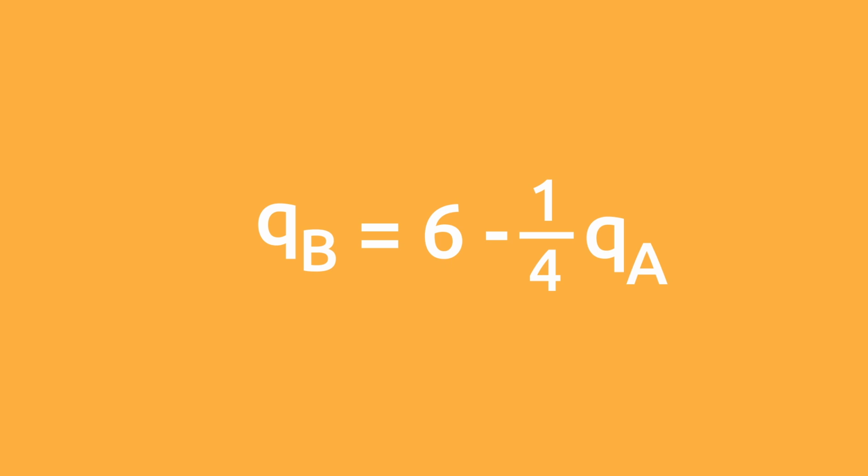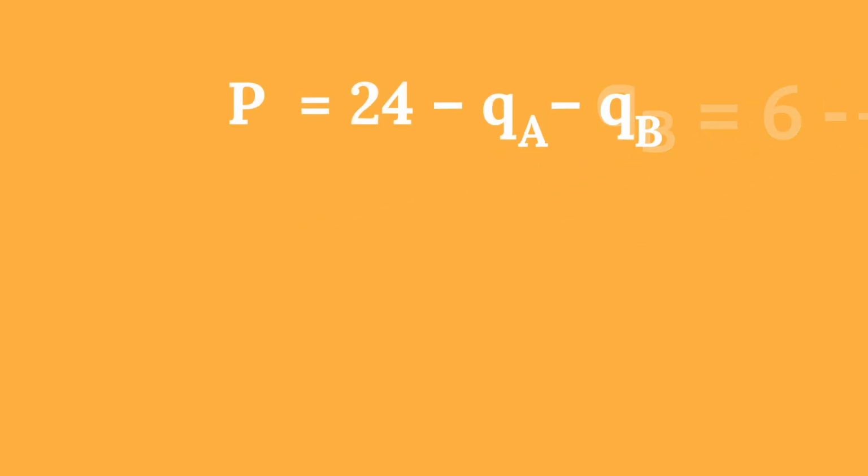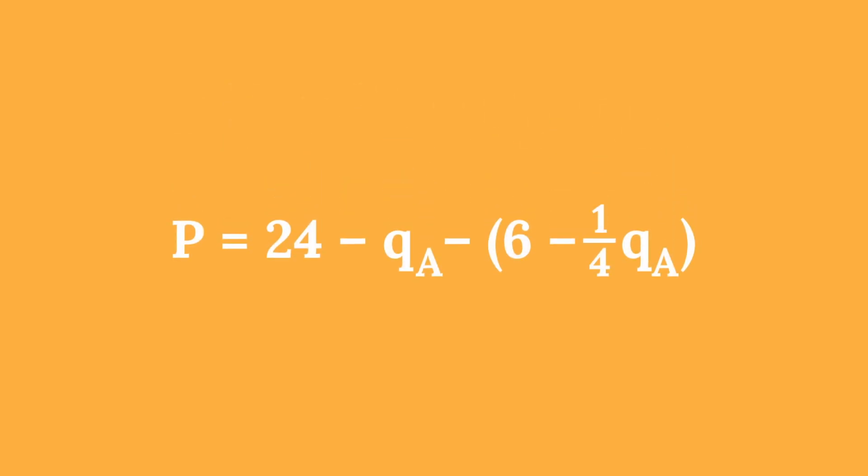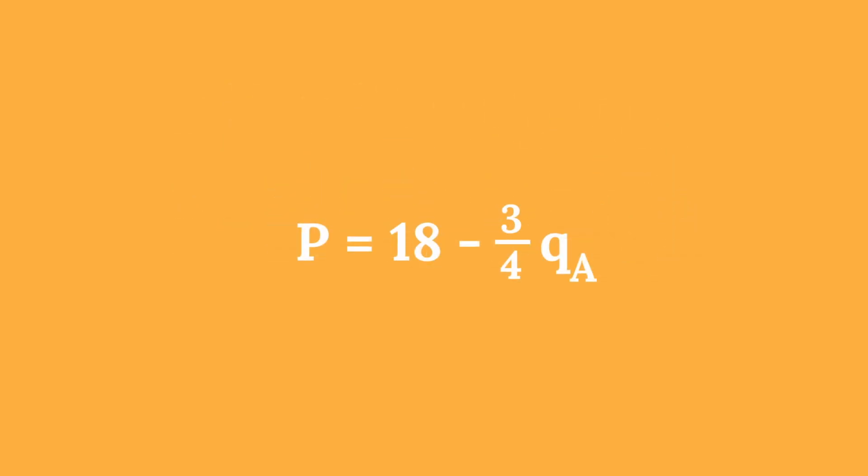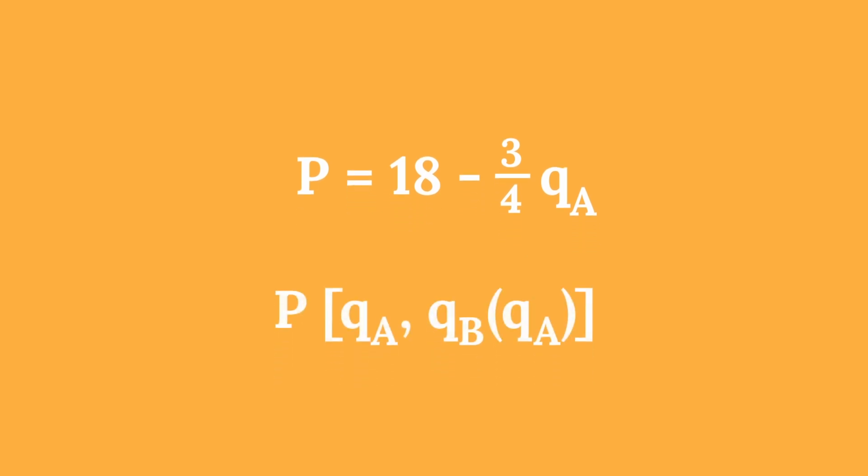By substituting it into the price equation, we have... Simplifying this gives P equals 18 minus 3/4 times QA. Notice that now the price is directly dependent on only QA, as QB is a function of QA. In terms of notation, we can write it as this.